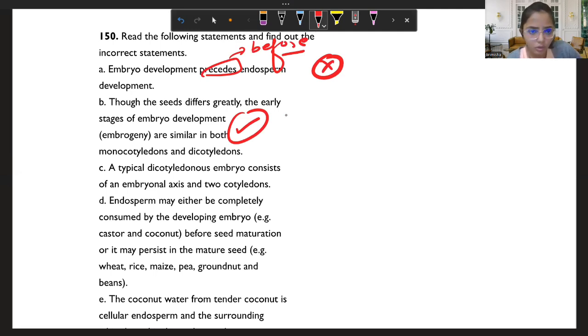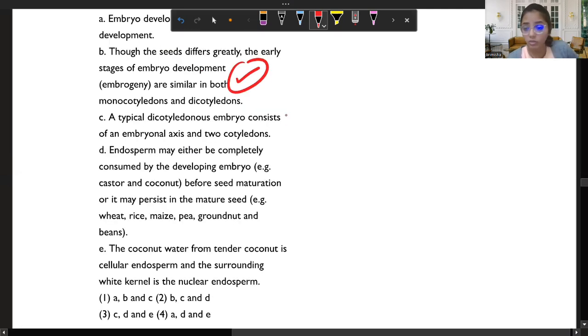A typical dicot embryo consists of an embryonal axis and two cotyledons. That is why it is a dicot embryo, right? So this is also true.